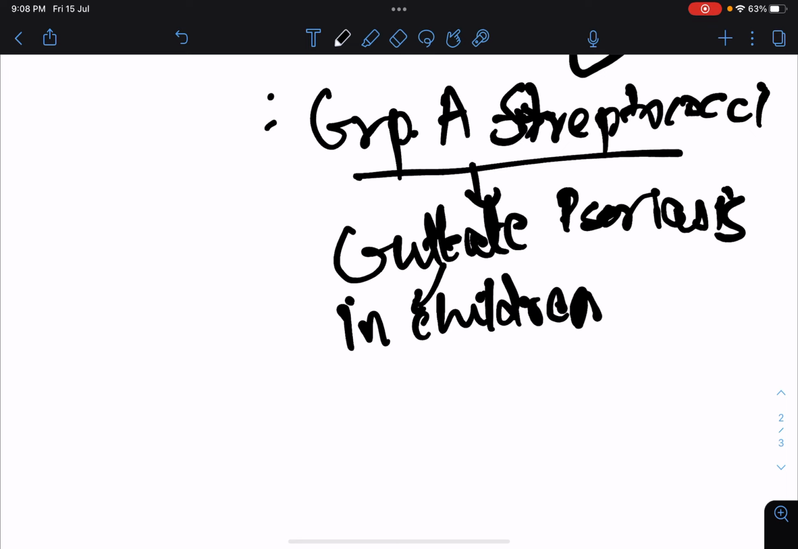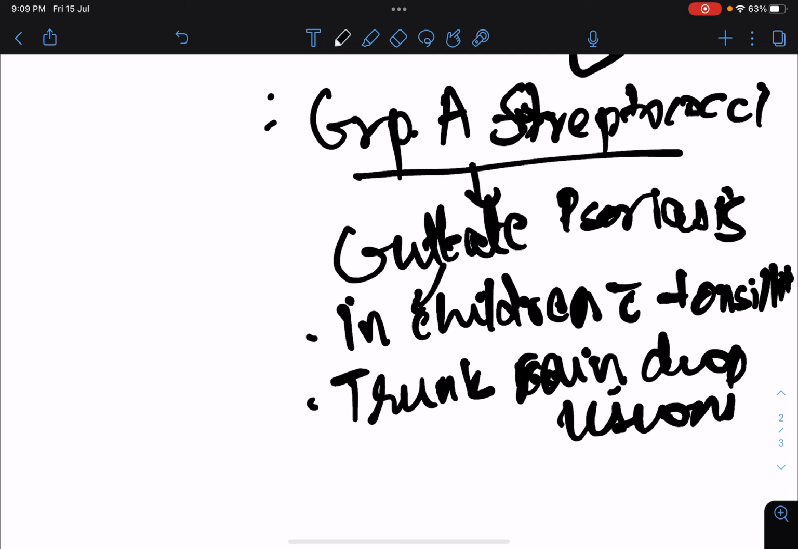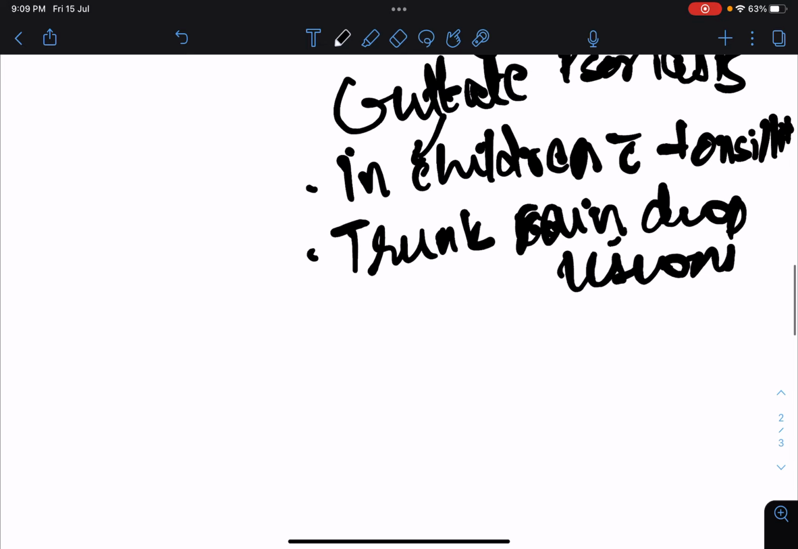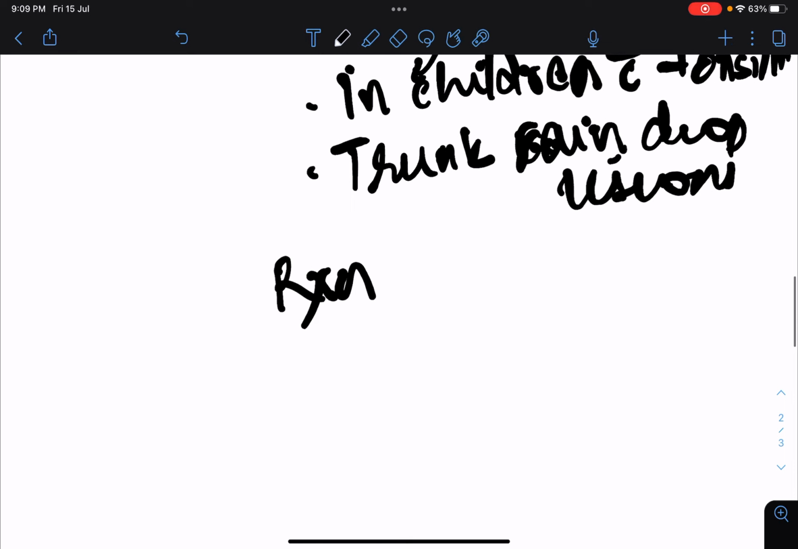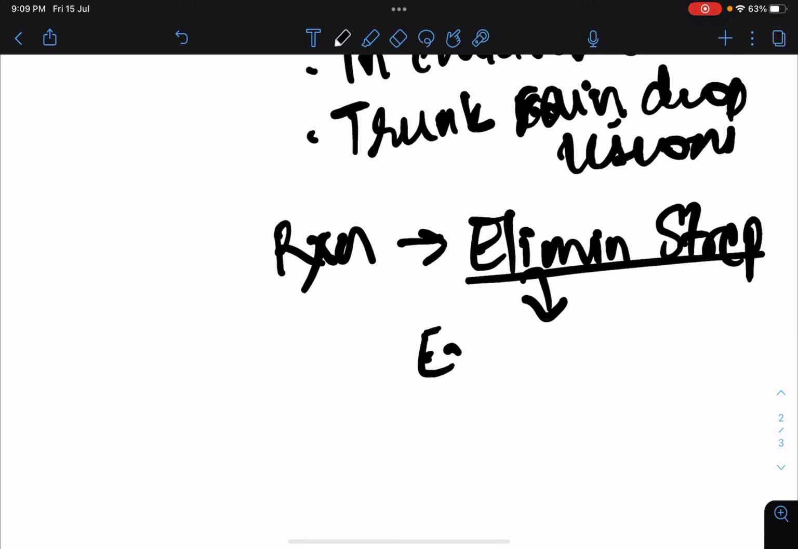And what else could the children have? Children with tonsillitis, obviously. And what do you see on their body? Well, on the trunk, you're going to see guttate lesions. Guttate basically means raindrops, so you're going to see raindrop-like lesions on the trunk. And more importantly, you want to treat this. And how do you treat it? You're going to treat it by using a macrolide, because the first step of treatment is to eliminate streptococci. So because of that, you're going to use something like erythromycin.